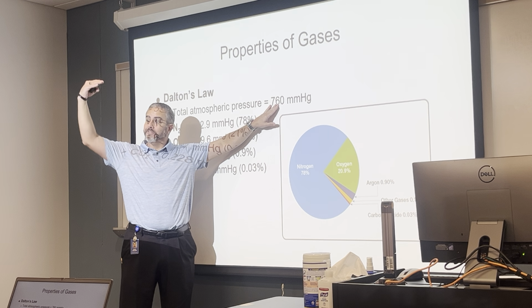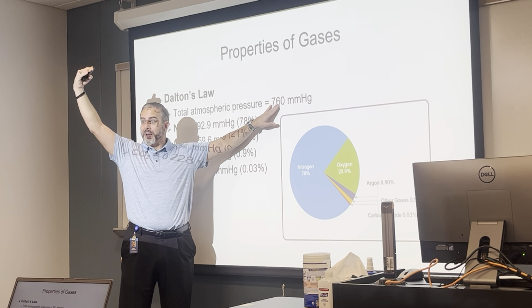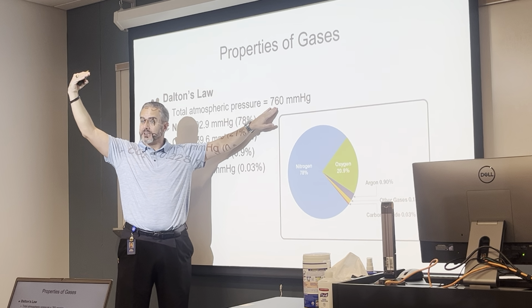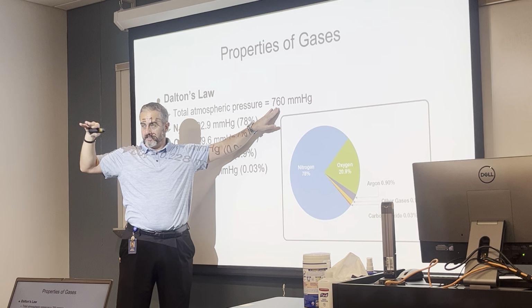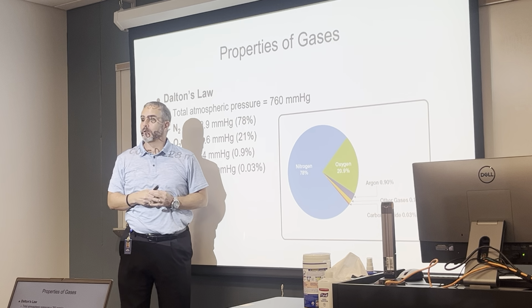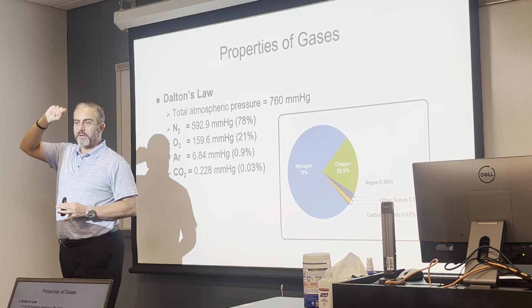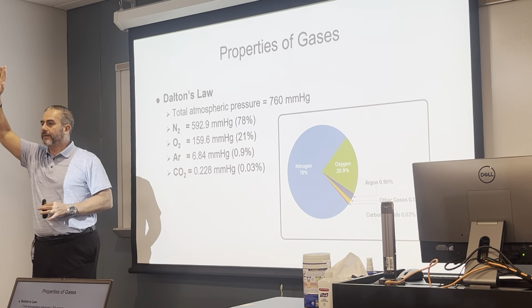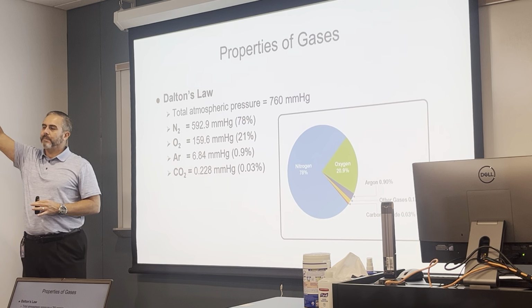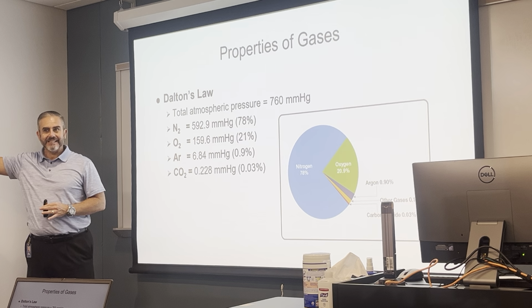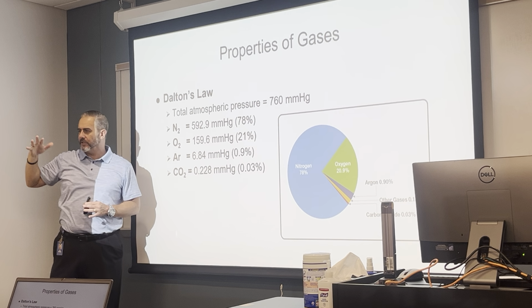You go up in elevation, you live in a mountainous area, what happens to this number? It goes down. I'll use Denver, Colorado. How many feet up is Denver, Colorado? A mile high, 5,200 and something. The barometric pressure in Denver, Colorado is not 760. It's in the low 600s.